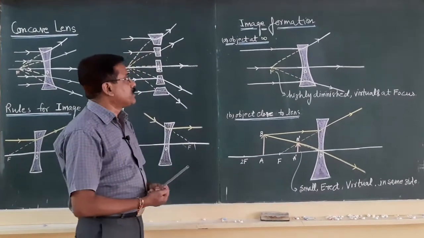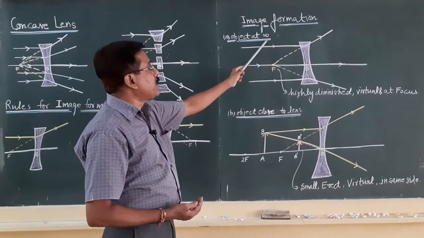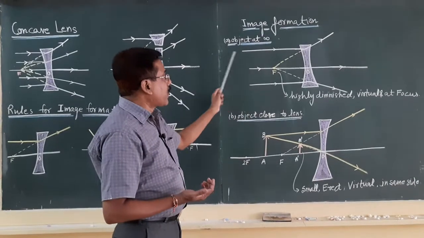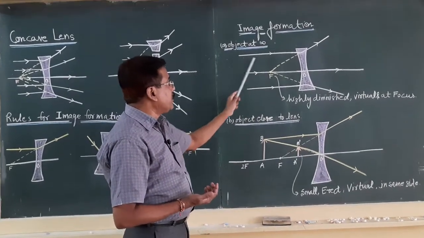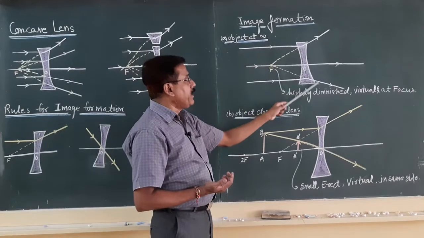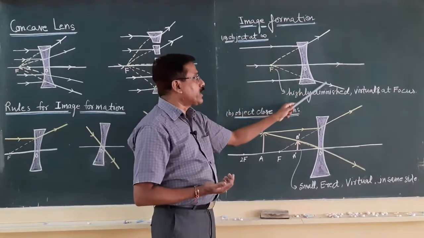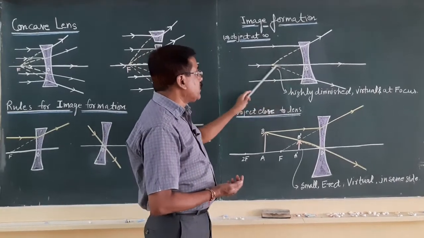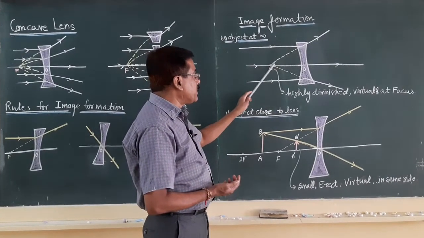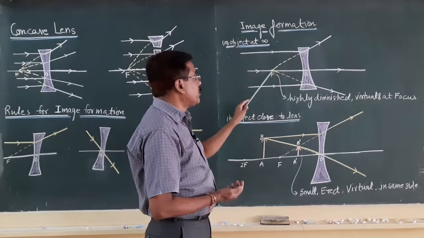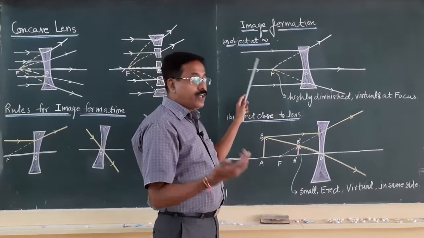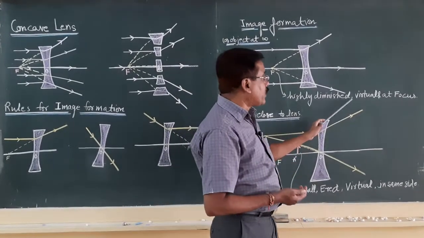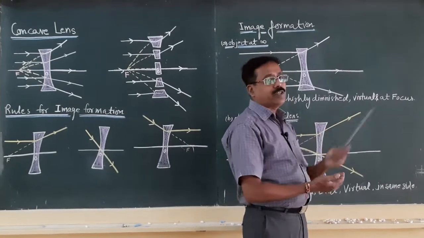So, we have two cases. The first: the object is at infinity, which means the object is far away from the concave lens. Light rays from the object at infinity, parallel to the principal axis, will diverge. So, they cannot intersect each other; a real image is not possible. When you extend them in the backward direction, they intersect at the focus. It means the image of the distant object will be formed at the focus. Nature wise, the image will be highly diminished, very small, virtual and at the focus.